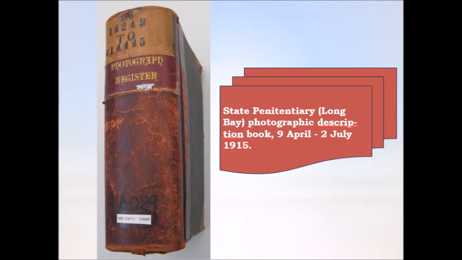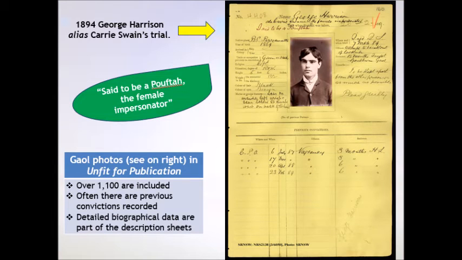I'm now going to take you to the next potential component of a trial included in Unfit for Publication. It's the jail photograph. Many hours were consumed to find these, both humanizing and biographical images at State Records New South Wales. And again, I would like to suggest perhaps you pause the video here to absorb some of the details.